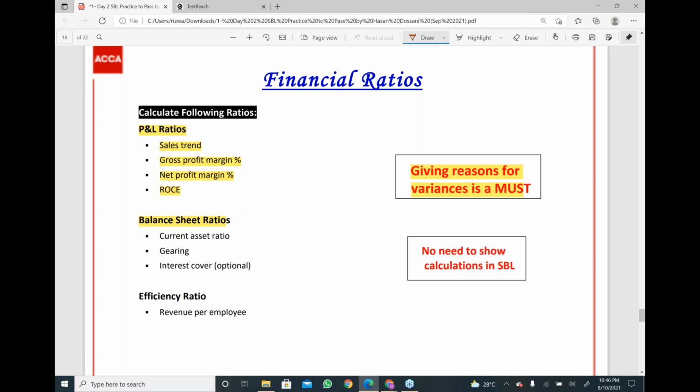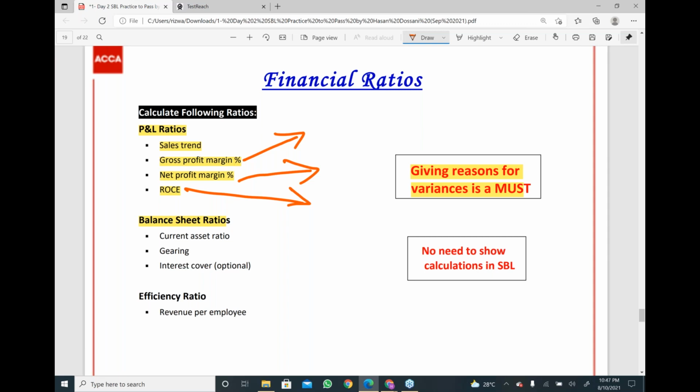Do you know why gross profit margin deteriorates? What is the most common reason why GP margin deteriorates? It's simple: the cost of sales is not moving in the same proportion as the sales. That is why it affects the gross profit margin percentage. Similarly, do you know the reason why net profit margin percentage varies? Because your overheads are not moving in line with sales. And we all know ROS, right?